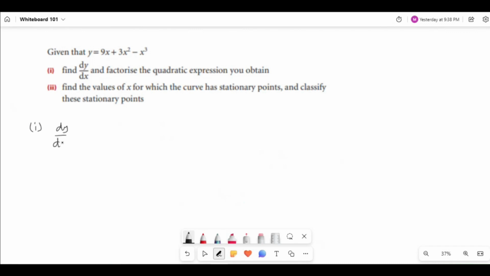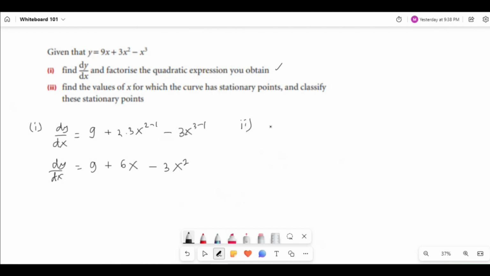So dy over dx, it's quite simple. 9 plus 2 times 3 times x to the power of 2 minus 1, minus 3x to the power of 3 minus 1. So my dy over dx would be 9 plus 6x minus 3x squared. Okay, so we're done with the I part. Now the double I part: find the values of x for which the curve has stationary points.